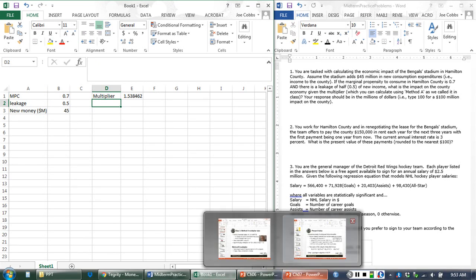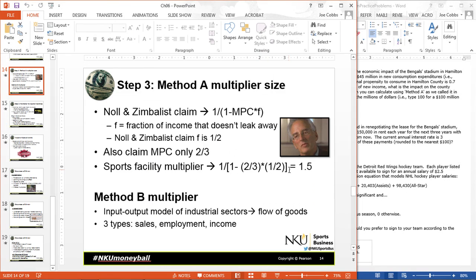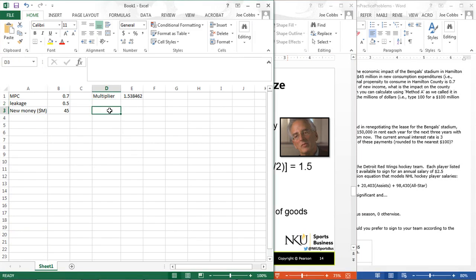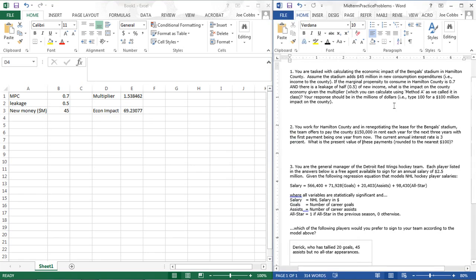That looks pretty similar to the example that was calculated here on the slide. And the reason that it looks so similar is that the numbers given in the problem are pretty similar. Instead of 0.67, we had 0.7 given in our problem, and so it pushed that multiplier up just a bit, but pretty close, right? Now we want to calculate the economic impact, which is what the question was asking for. That is simply going to be the new money times our multiplier, and we get just over $69 million. So that's the answer here.